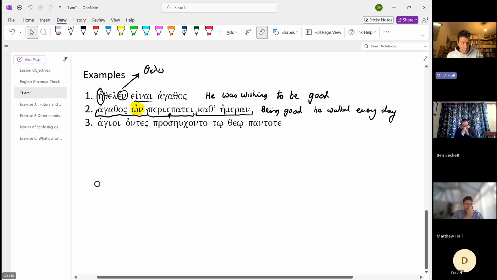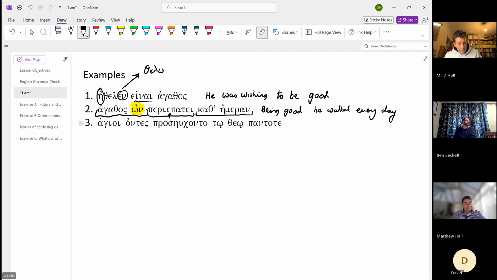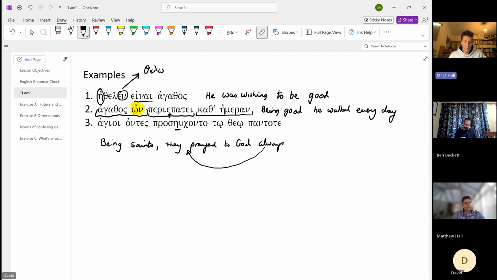And then number 3, I've just got it in the plural. So you've got ontes. Hagioi ontes, which is here we've got being the holy ones, or being saints, which is happening kind of simultaneously, if you like. So being saints, and then proseuchonto. So this is the past tense here. So they prayed. Being saints, they prayed to God. And then pantote, which is always. Or we could say, being saints, they always prayed to God. So that's it. Literally, we'd probably put that in there, although it doesn't matter too much.